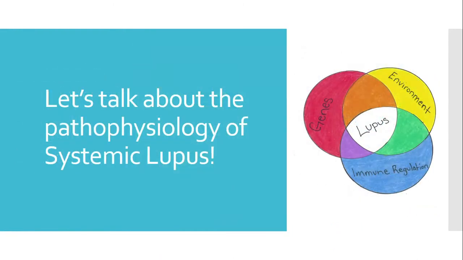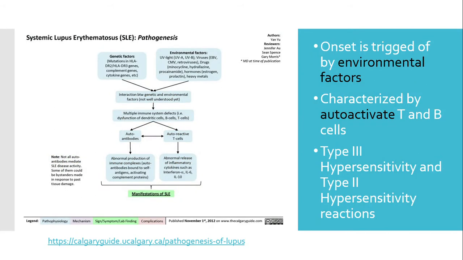So now let's talk about what's gone wrong concerning the physiology of systemic lupus, or what we like to call pathophysiology. The onset of systemic lupus is triggered by environmental factors, such as viral infections, stress, sun exposure, certain medications, and increased level of estrogen, as well as genetics.